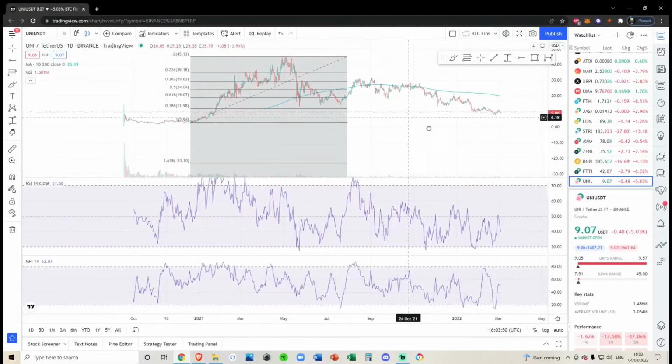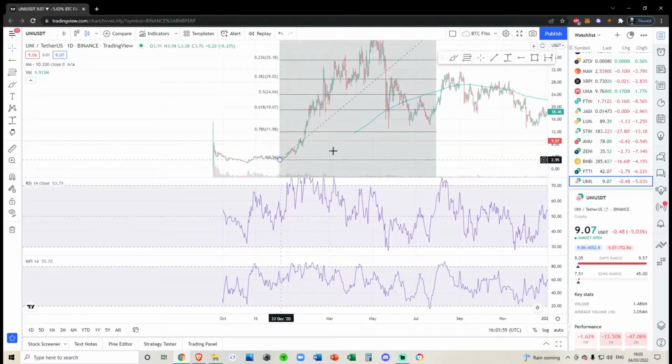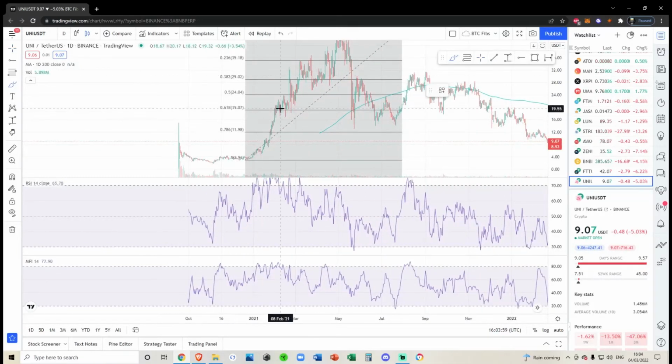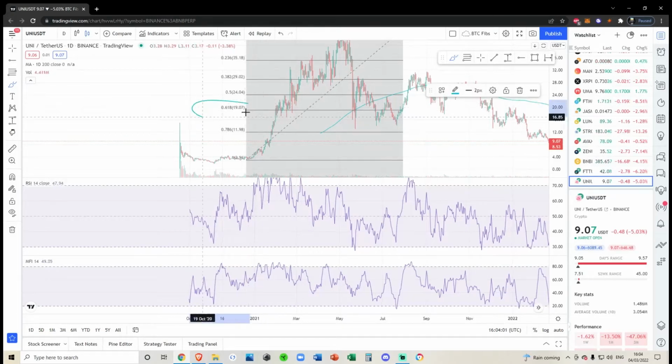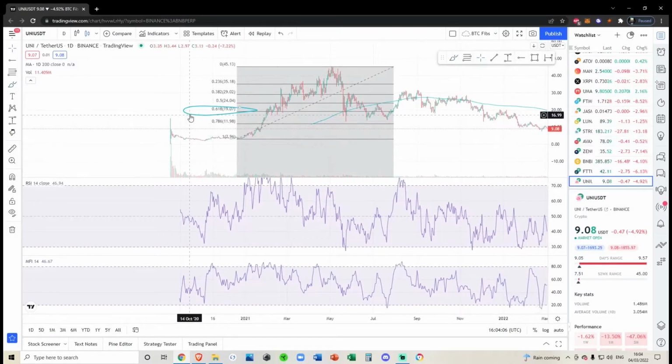Looking at this from the macro perspective, I have my macro fib from the low of this bull run to the all-time high. The number one level that I would like to see it above for bullish continuation would be the 618. Obviously, you can see that we are miles below the 618. The next level, this is really the last line in the sand.